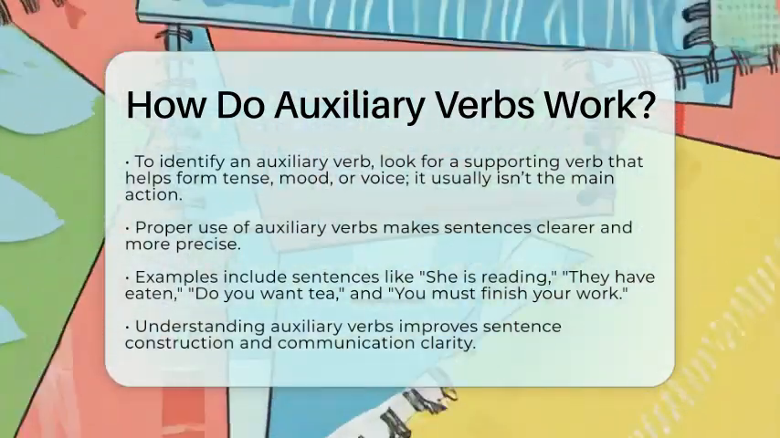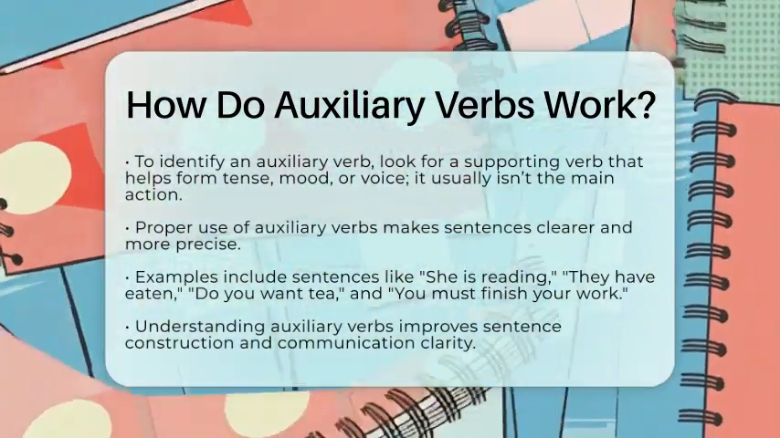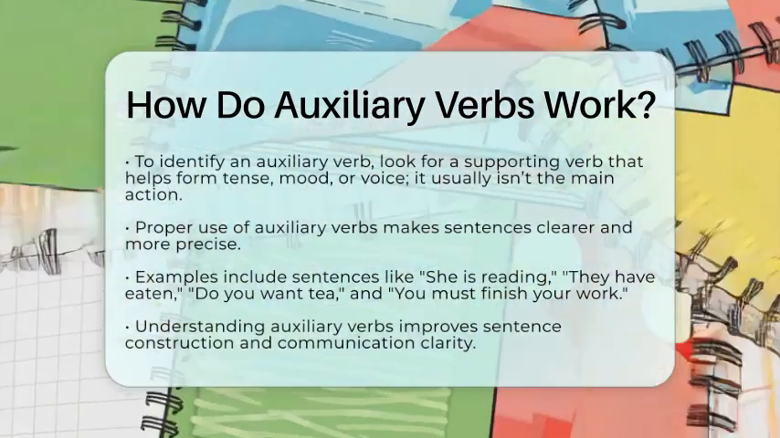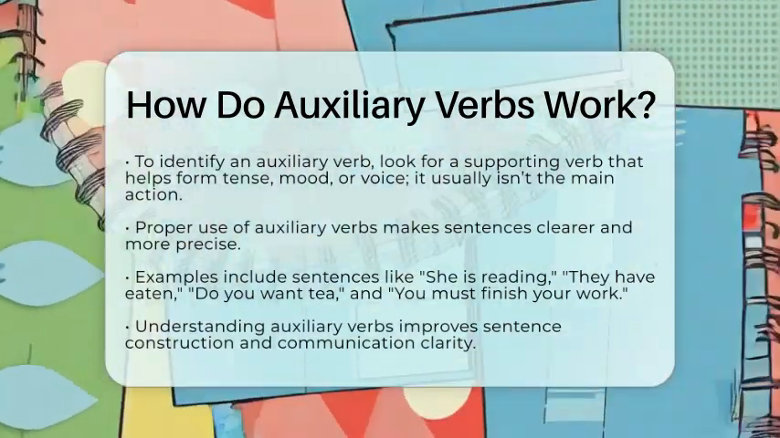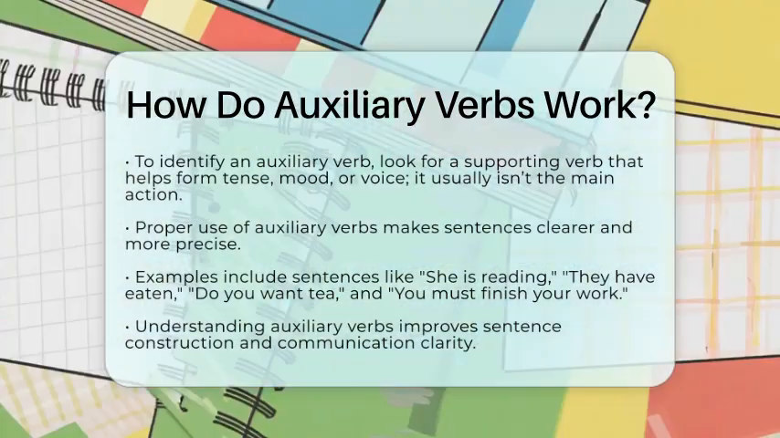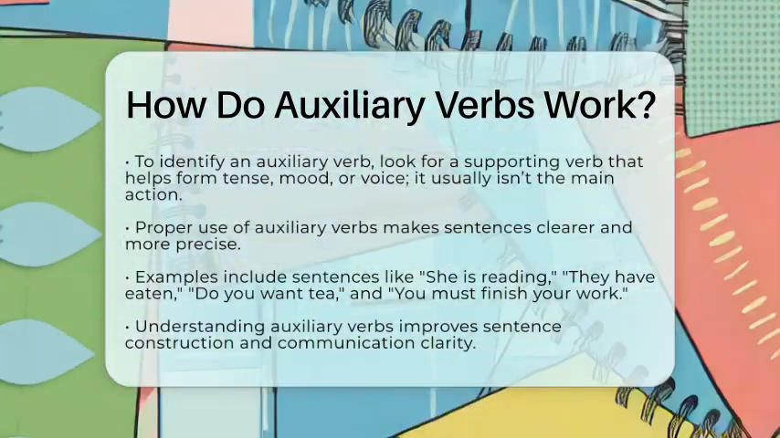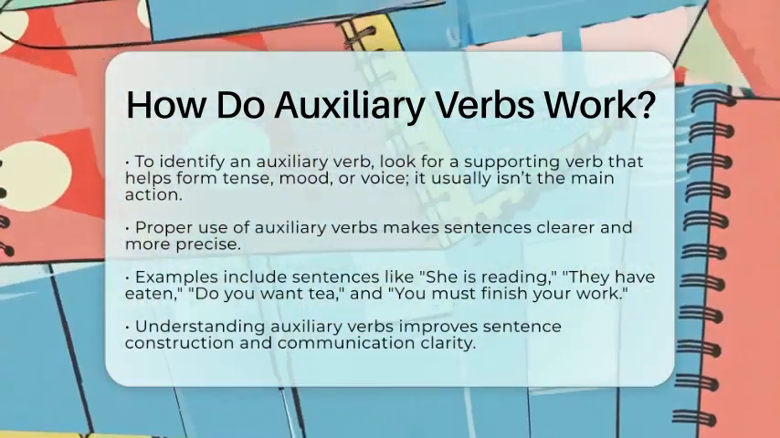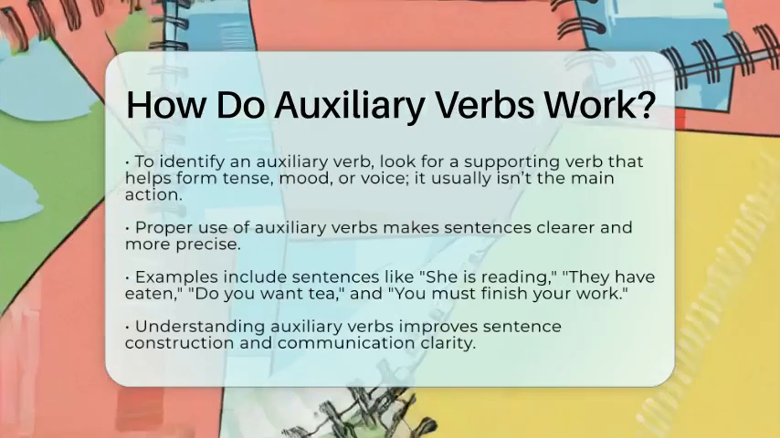In summary, auxiliary verbs act as grammatical helpers. They tell us when an action happens, if it is ongoing or finished, and whether it is possible or necessary. They also show if the subject is doing or receiving the action. Using auxiliary verbs correctly makes sentences clear and precise.